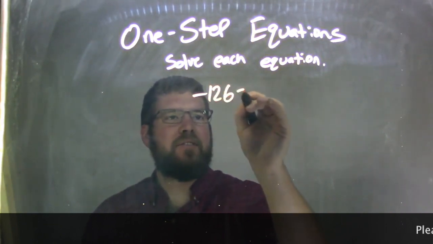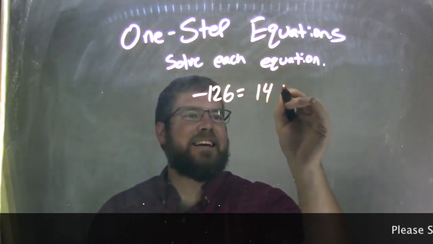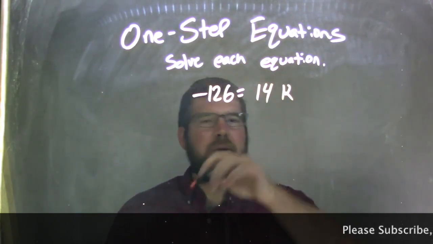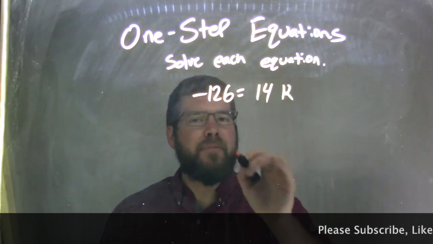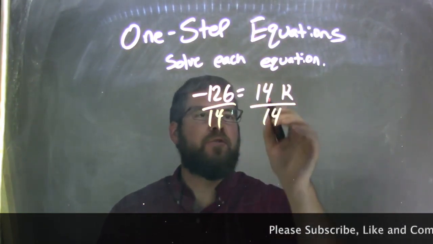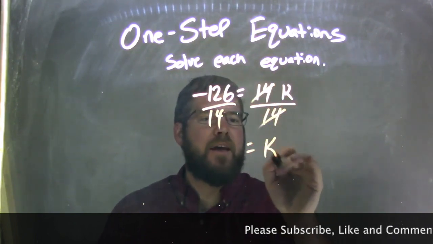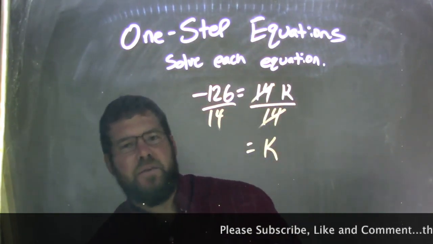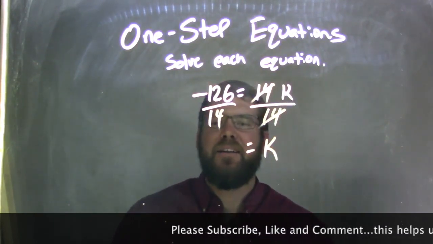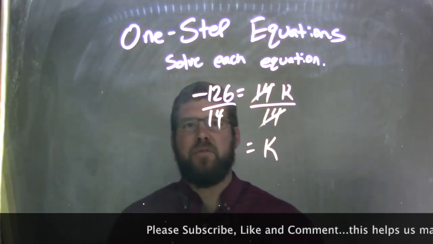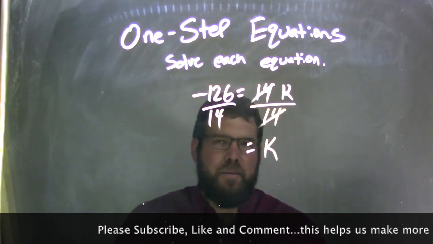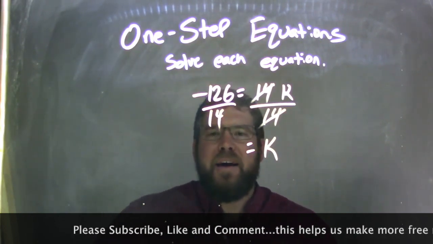Negative 126 equals 14k. That 14k is just 14 times k, so the opposite of multiplication is division. I'm dividing both sides by 14. Here's where it gets tricky. The 14's cancel, and I'm left with k on the right. But I have negative 126 over 14, and I know a negative divided by a positive is still negative. But I can't necessarily see the answer, and long division really doesn't help here, I think, personally. So how can I break this down?